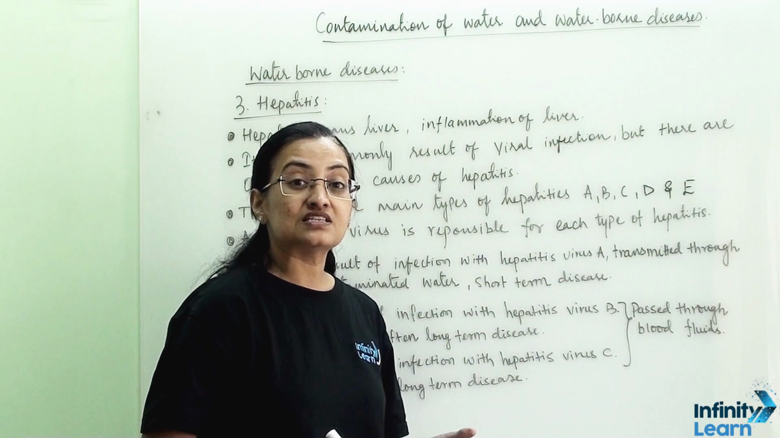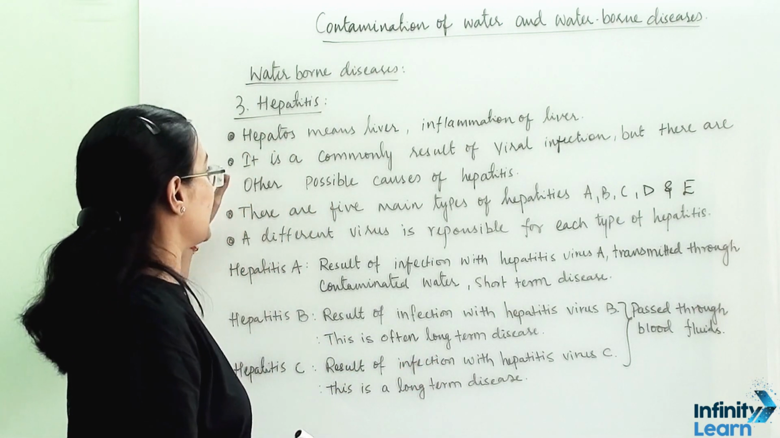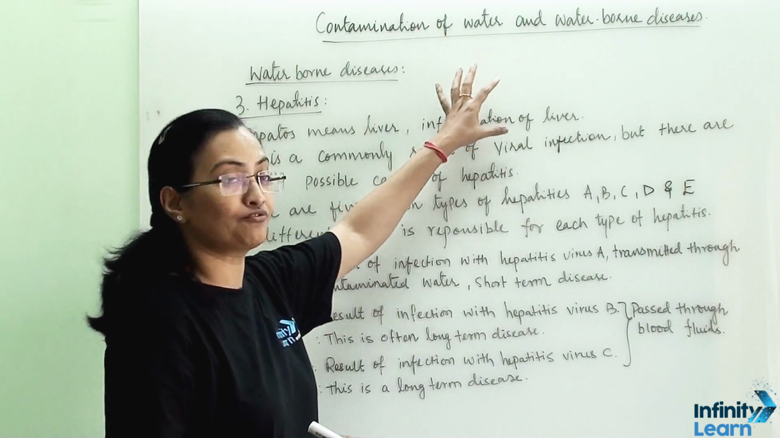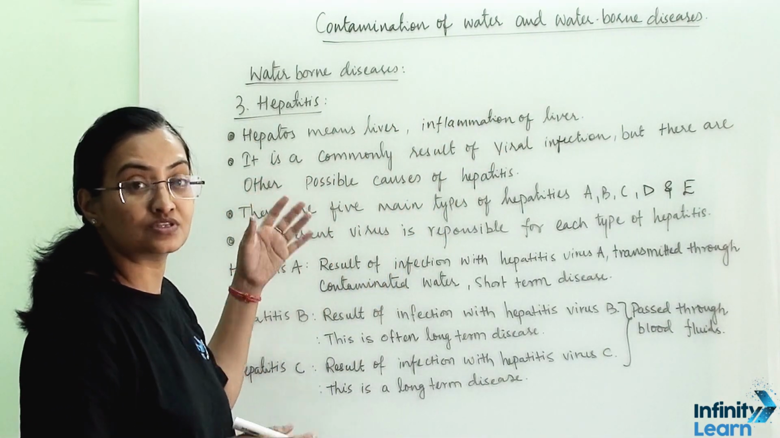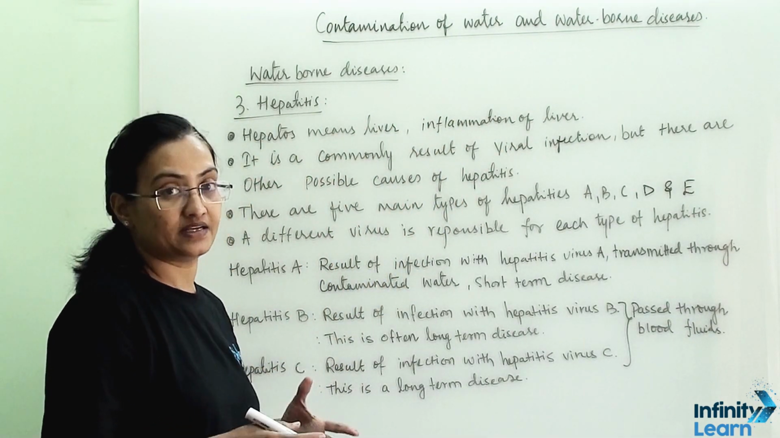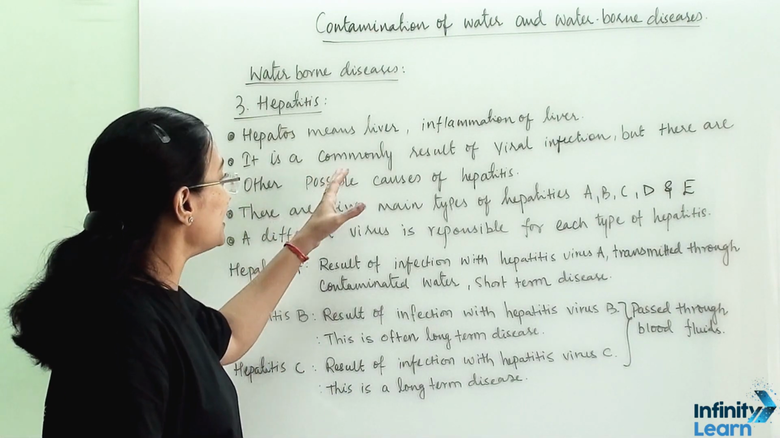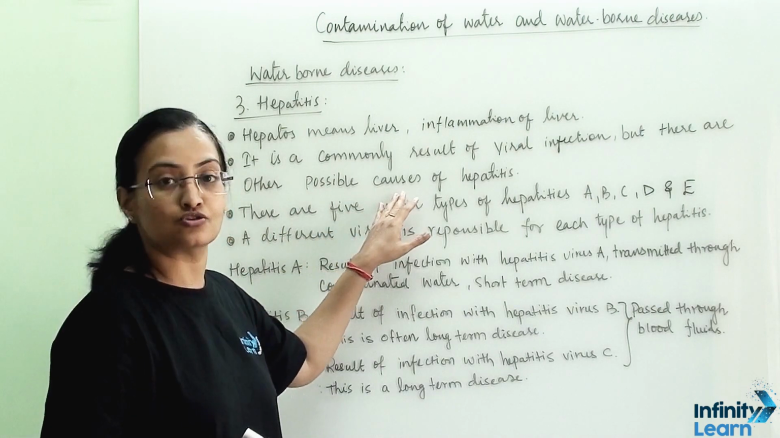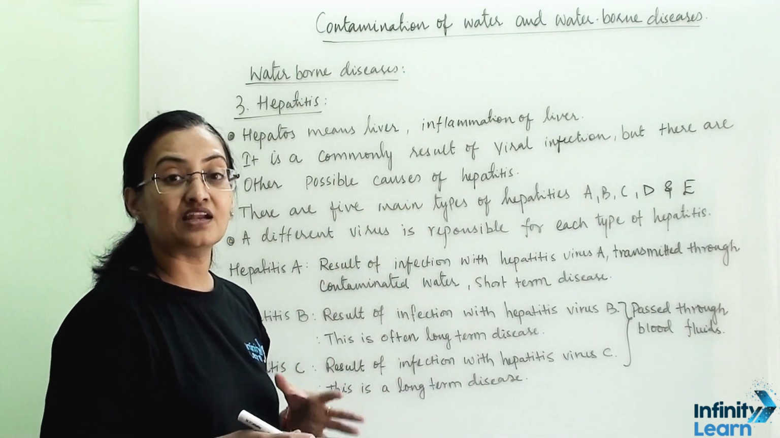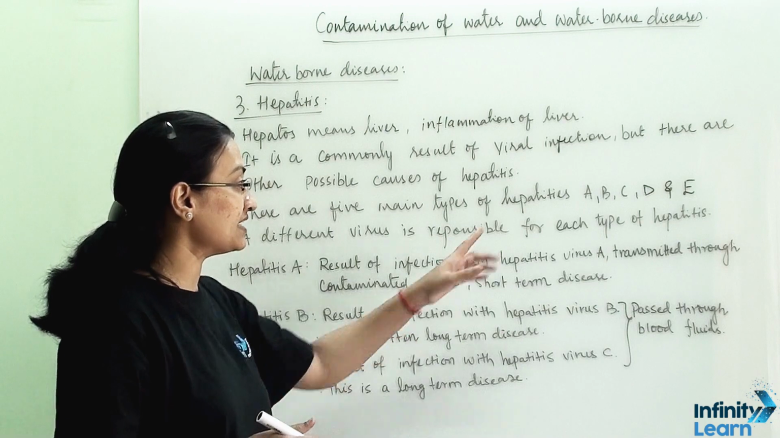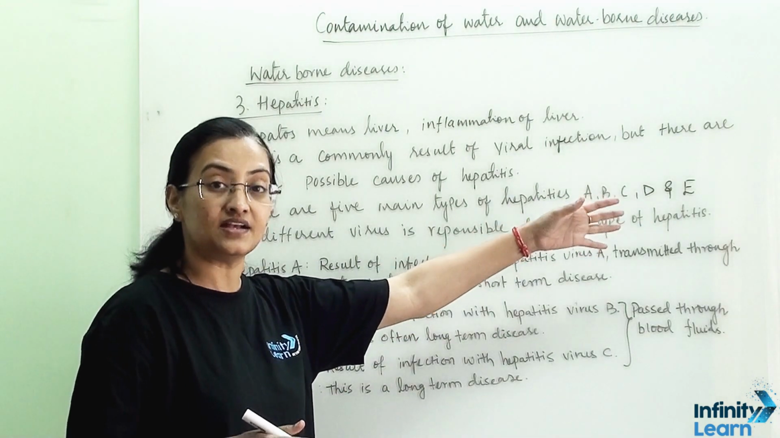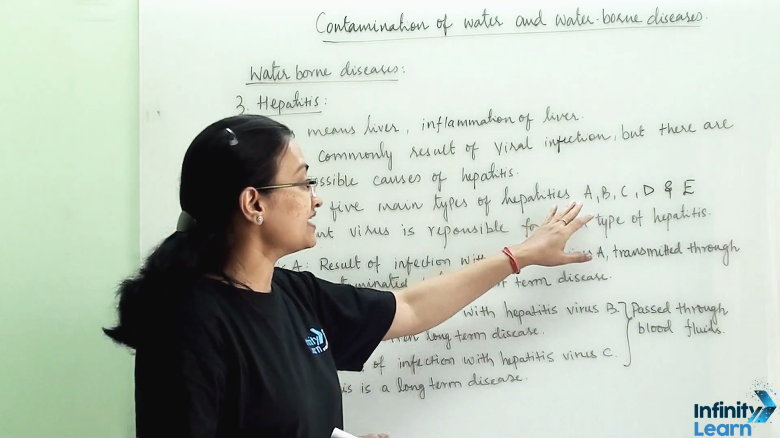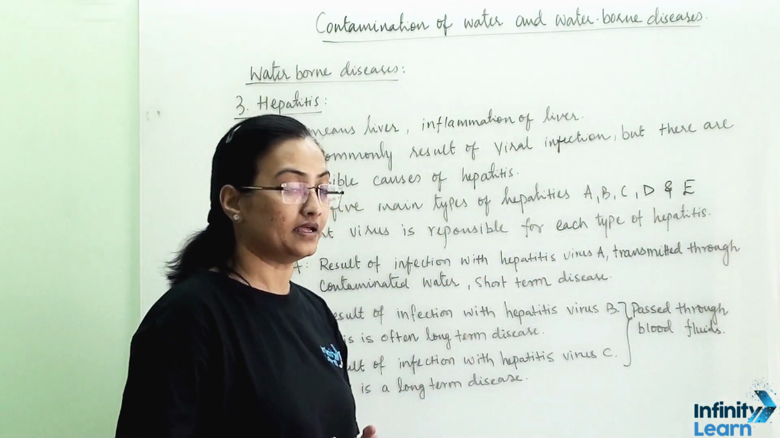Under waterborne disease, our third disease is hepatitis. Hepatos means liver, and this disease causes inflammation of the liver. So from the word hepatos, the disease is named hepatitis. It is commonly the result of viral infection, but there are other possible causes of hepatitis. There are mainly 5 types of hepatitis: hepatitis A, B, C, D and E. But under this topic we are going to discuss hepatitis A, B and C in detail.